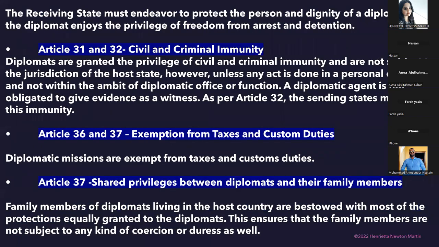The receiving state must endeavor to protect the person and dignity of a diplomat, and the diplomat enjoys the privilege of freedom from arrest and detention. Article 31 and 32 talk about civil and criminal immunity, where these diplomats are granted the privilege of not being subjected to the jurisdiction of the host state. They are not required to answer the summons of any of the courts of the host country.